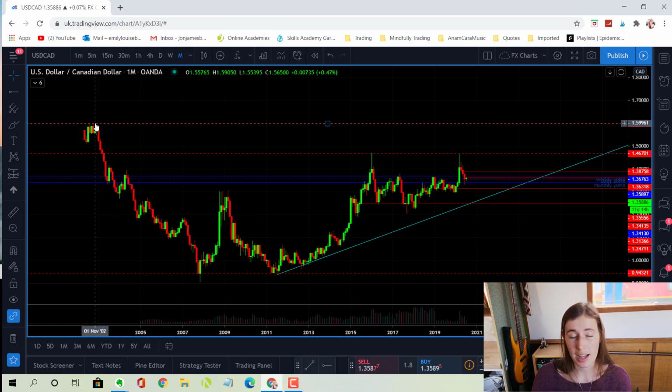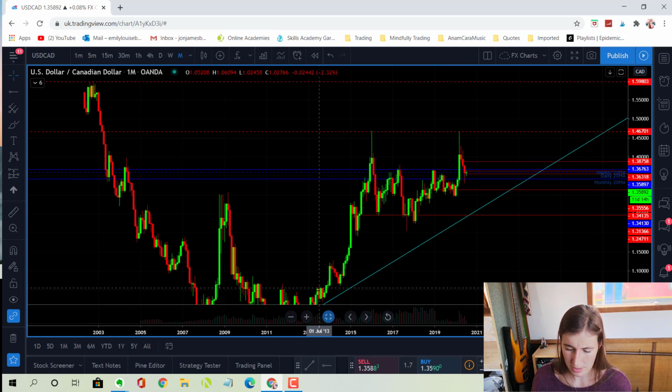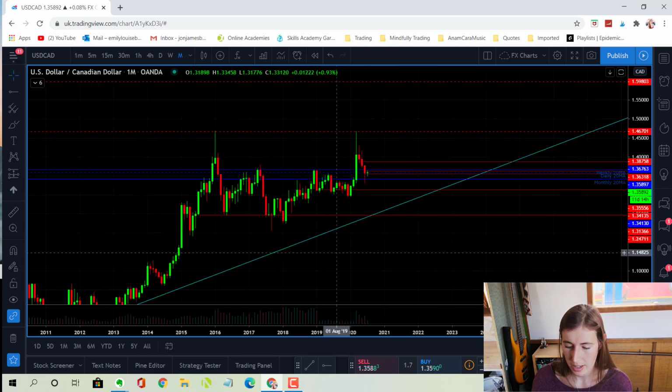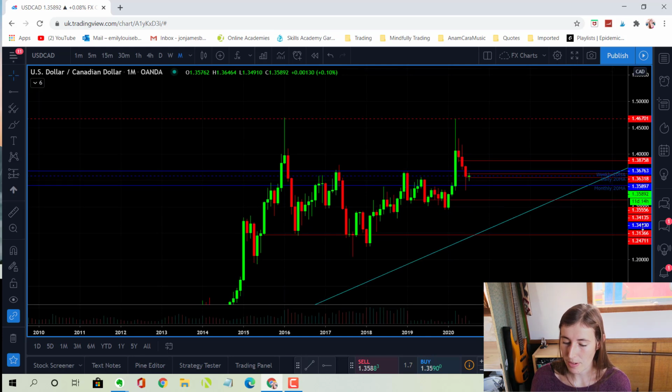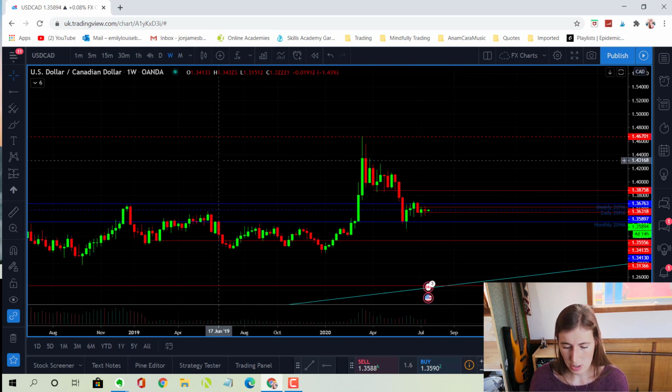and then other than this pivot line we've just got the other resistance level here, which is the highest this pair's ever done. So it has been in this uptrend on the monthly, but now we've bounced and rejected this pivot level here. So let's just dive into the weekly.